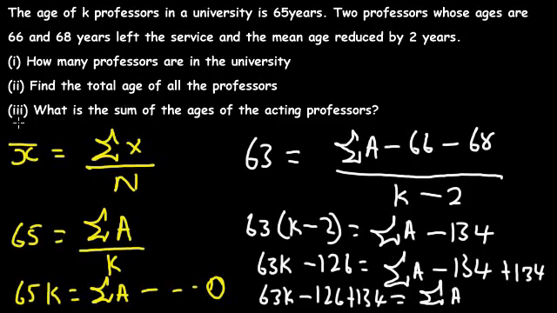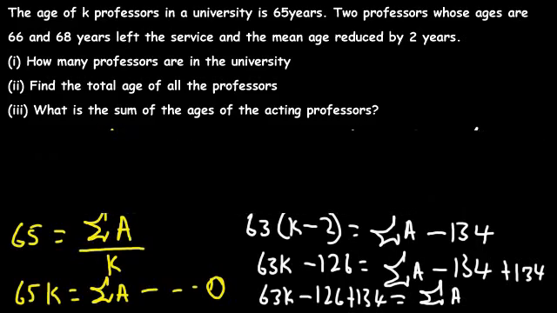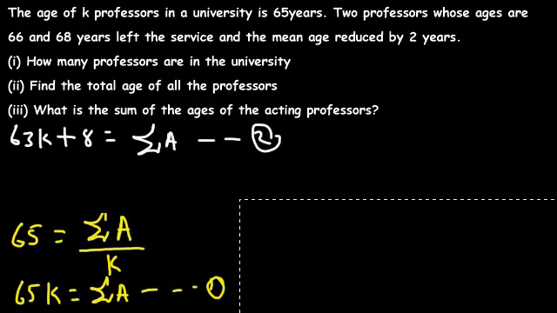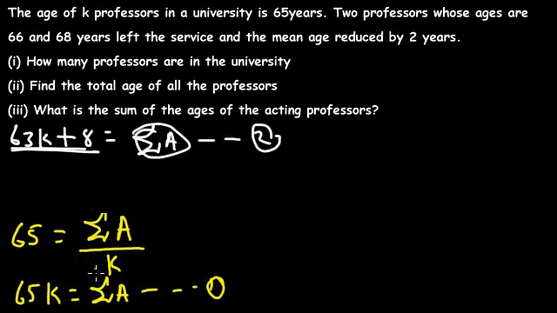Perfect. Now we're out of space, we can entirely get rid of this. So therefore, we can clearly say that 63k, now minus 126 plus 134, that provides 8. So we have plus 8 equals the summation of x. Let that be equation 2. Now we can clearly say that from equation 1 and equation 2, the same value is equal to different expressions. The summation of x is equal to this, and at the same time over here the summation of x is equal to this. So we can set them to be equal.